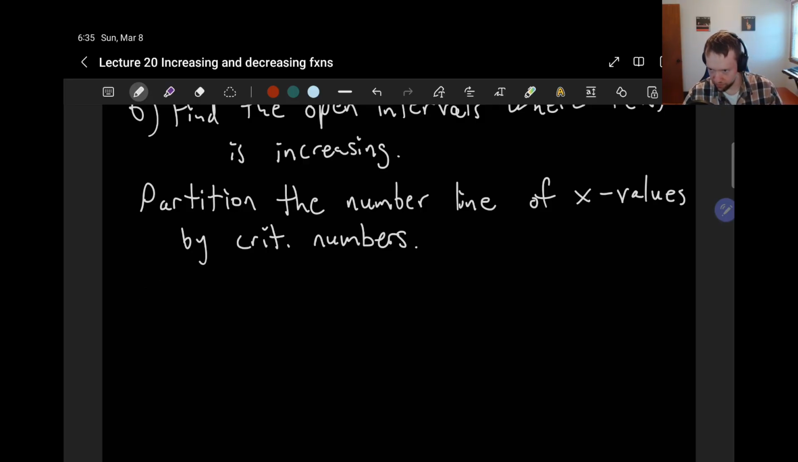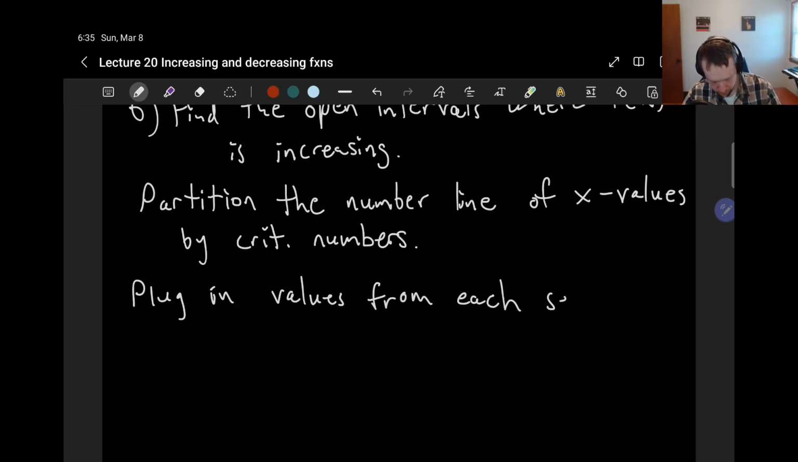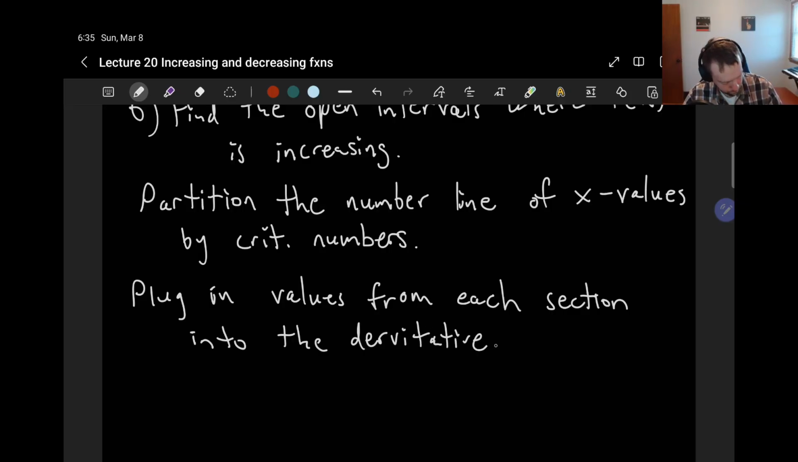So I want to write a little more before I start drawing my number line. We plug in values from each section into the derivative, not the original function, but into the derivative, to see if it's positive or negative, or even 0. Possibly.